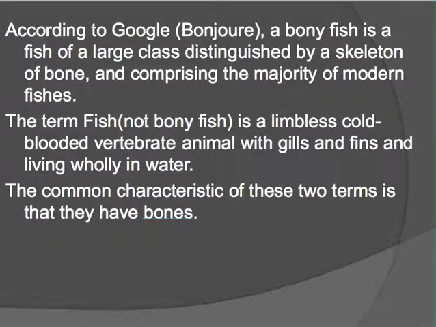Alright, so let's get back. According to Google, a bony fish is a fish of a large class distinguished by a skeleton of bone and comprising the majority of modern fishes. The term fish, not bony fish, but fish, is a limbless, cold-blooded vertebrate animal with gills and fins living wholly in the water. The common characteristic of these two terms is that they have bones.